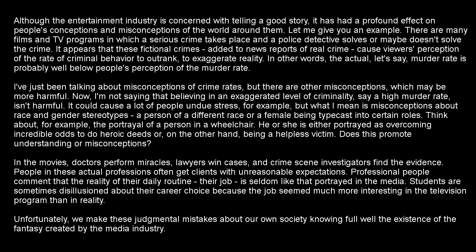Students are sometimes disillusioned about their career choice because the job seemed much more interesting in the television program than in reality. Unfortunately, we make these judgmental mistakes about our own society knowing full well the existence of the fantasy created by the media industry.